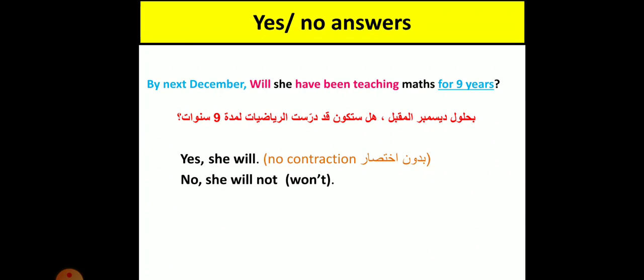Yes/no answers or short answers. By next December, will she have been teaching maths for 9 years? The answer: yes, she will. That is the affirmative form, and here we don't use the contraction. No contraction. Negative form: no, she will not, or no, she won't.